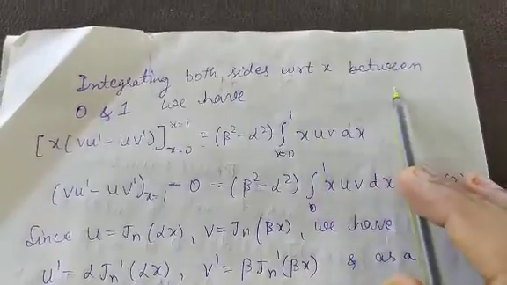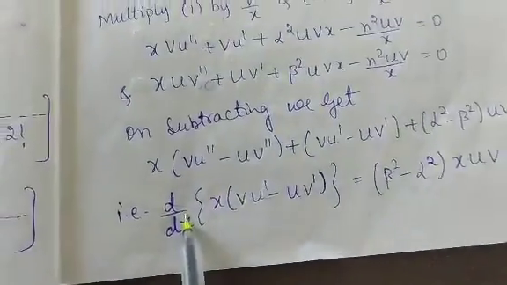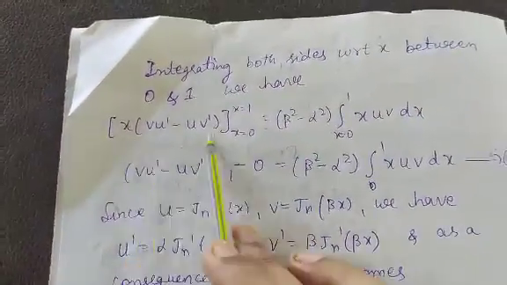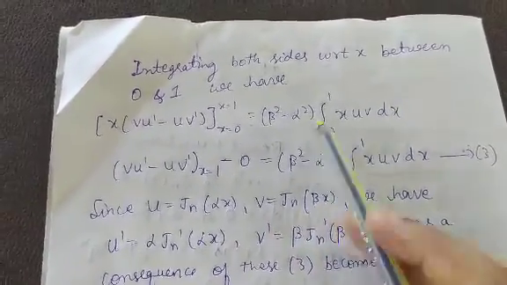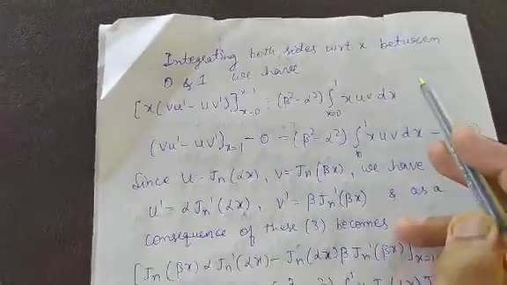Integrating both sides with respect to x between 0 and 1. When you integrate, the differentiation and integration will get cancelled. Only this remains with respect to the limits 0 to 1. And what about the RHS? Beta square minus alpha square is a constant, so that will come outside, and the integration from 0 to 1 of x u v dx remains.